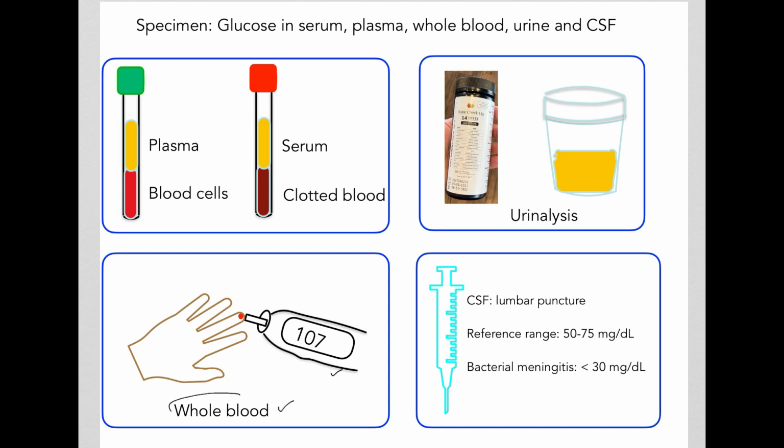Today, there are several home instruments and office instruments that are used to measure blood glucose. In this case, the glucose is measured in whole blood. The finger is basically pricked, and the blood sample goes into the instrument, and the glucose is analyzed.